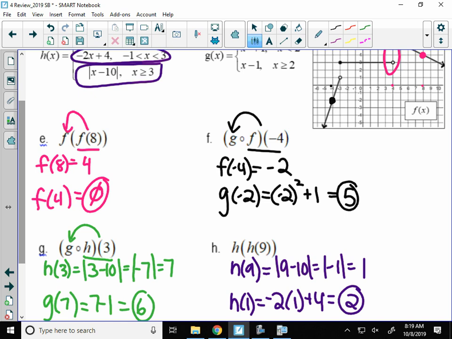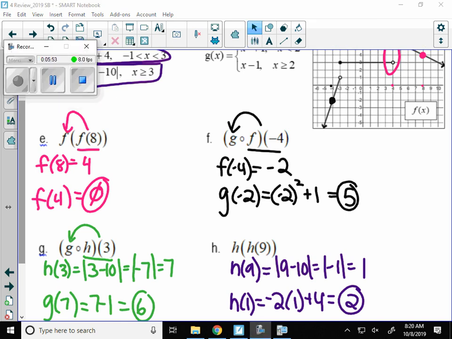All right, so there's lots of composition there, lots of evaluating. Hopefully that's not too bad for you. If you have any other questions, ask your teacher.